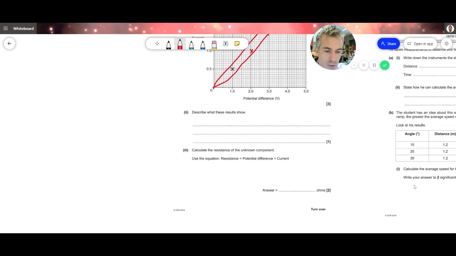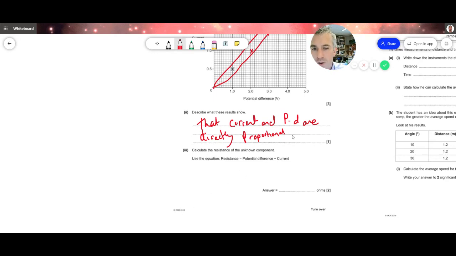What do these show? These show that current and PD are directly proportional. Now, 1 mark. You could say, in other words, as current increases, potential difference increases. As PD increases, current increases. There are other ways of saying it, so it doesn't really matter as long as you get the same message.